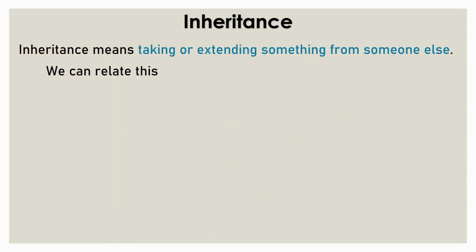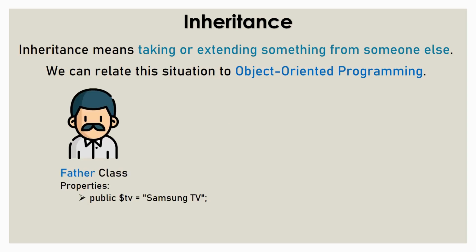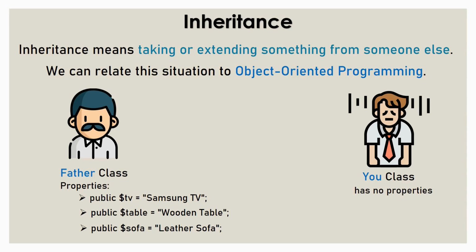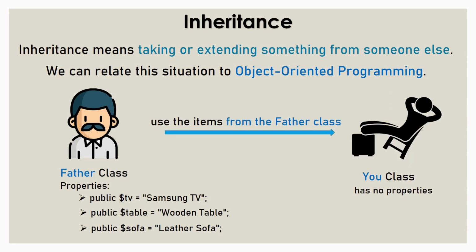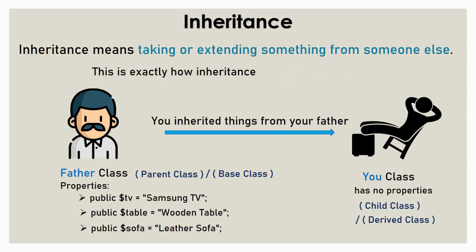We can relate this situation to object-oriented programming. Here, we have two classes, the father class which owns properties like the TV, table, and sofa. The you class has no properties but can use the items from the father class. Since you inherited things from your father, the father class is called the parent class, and the you class, that inherits from it, is called the child class. In OOP, the parent class is also known as the base class, and the child class is known as the derived class. This is exactly how inheritance works in programming.